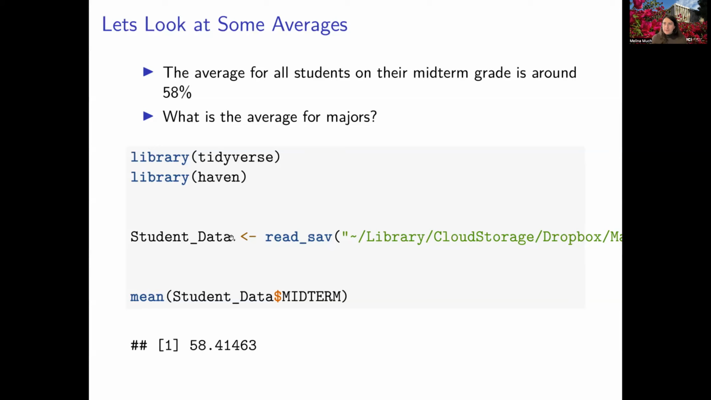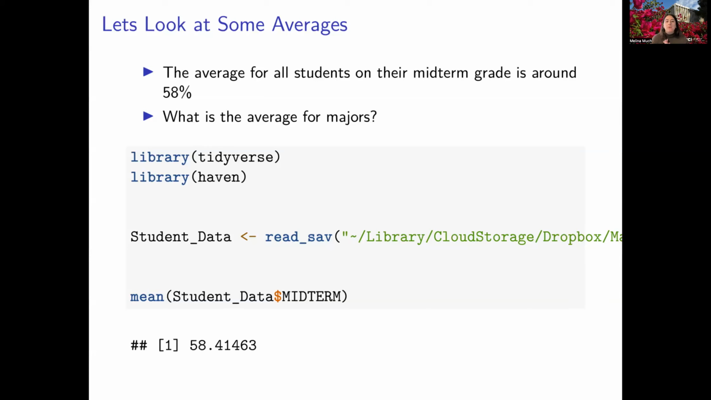Okay, let's calculate the mean in the same way we have been consistently. We're going to use that mean function, and because we're not using any pipes or anything like that, we're going to use the $ sign. So we're going to select from student data the midterm, so we get just an average of the midterm scores. Okay, so the average midterm score was about 58%.